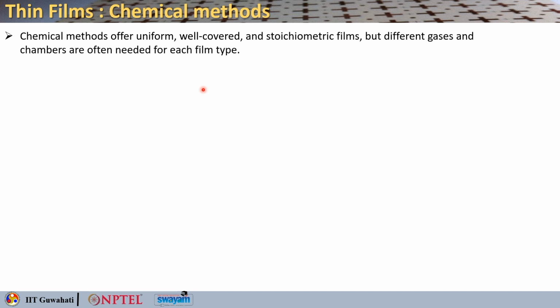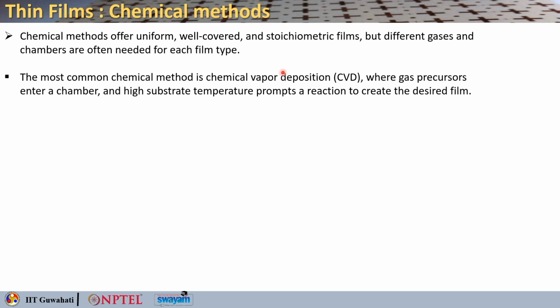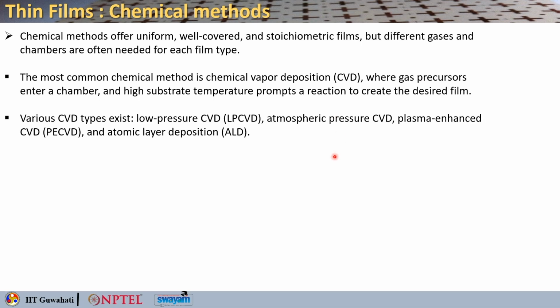The chemical methods offer uniform, well covered and stoichiometric films, but different gases and chambers are often needed for each type of film. The most common chemical method is chemical vapor deposition, CVD, where gas precursors enter the chamber and a high substrate temperature prompts the reaction to create the desired film.